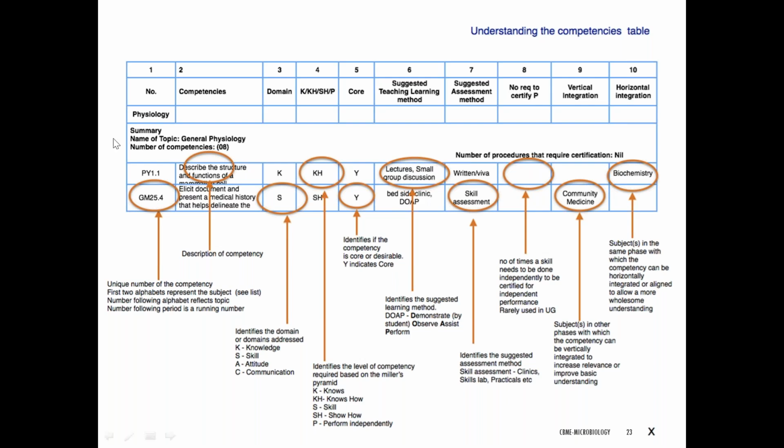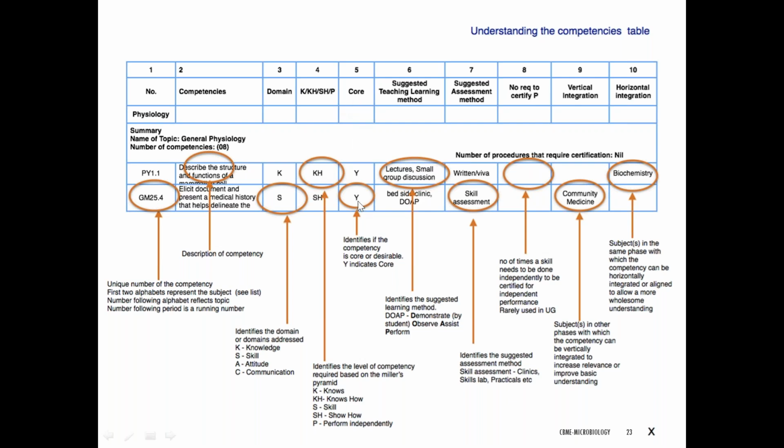Should have one action verb. So the second column describes the competencies. Finally, in the third column, we have the domain, which states whether it is a knowledge domain, the skills domain, or the attitude or communication domain. And then you have the level, what do we expect the student to know, only know or a little higher than that. So accordingly, we will have to make our lesson plans, right?